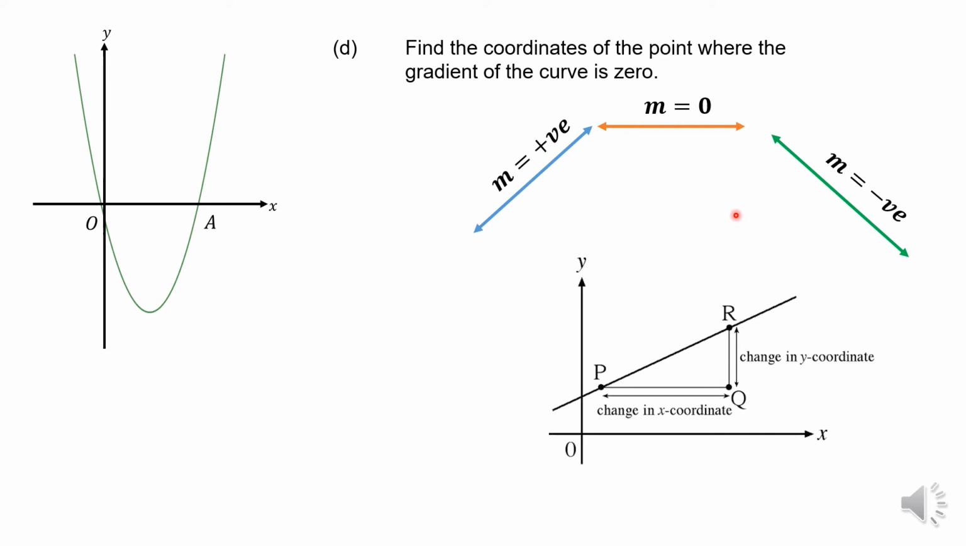All right, so we want to find the point where the gradient is equal to 0. So it can't be lines that slope in this direction. The gradient will be equal to 0 if the line is a horizontal line. And that particular point has to be the same as our turning point, because at that point, the gradient of the line is 0.